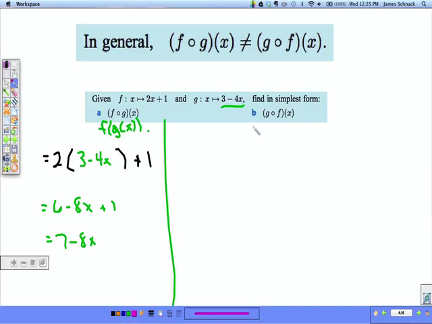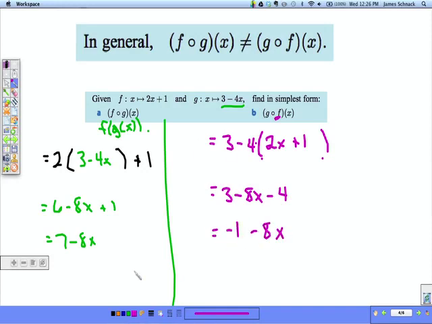Now going the other direction, 3 minus 4x, so that's my g machine. That's the last thing that stuff is going to get done to. What is function f, the first machine, going to drop in? It's going to drop in 2x plus 1. And now we're simplifying. Negative 1 minus 3x. And notice these two things are not the same. You have to be careful when you're doing this.